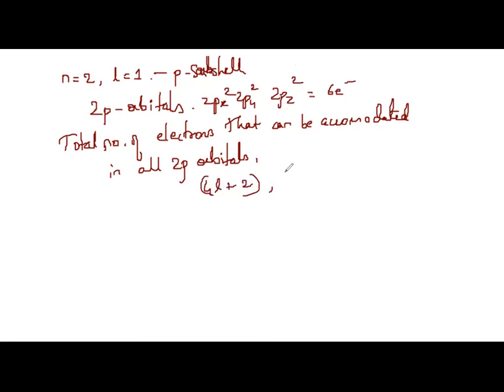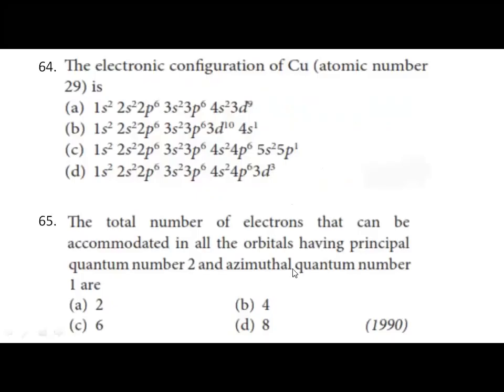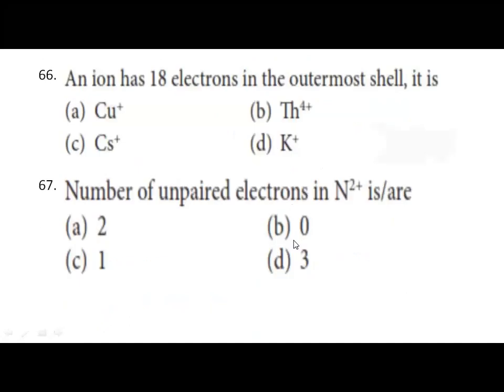The value of l is given. So 4 into 1 plus 2. 4 into 1 is 4, plus 2 is 6 electrons. Directly you can use this, rather than sitting and verifying here. So the maximum number of electrons for the given quantum numbers is 6. Next question.